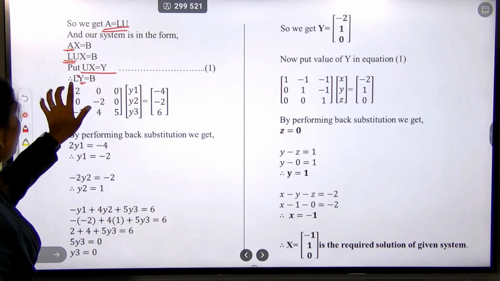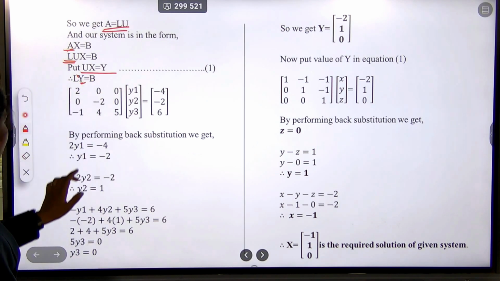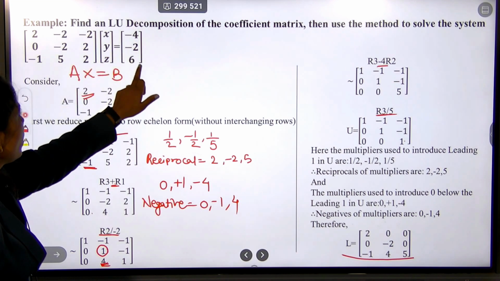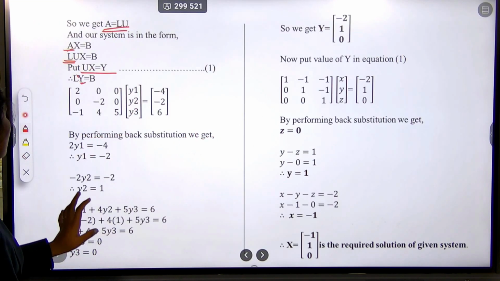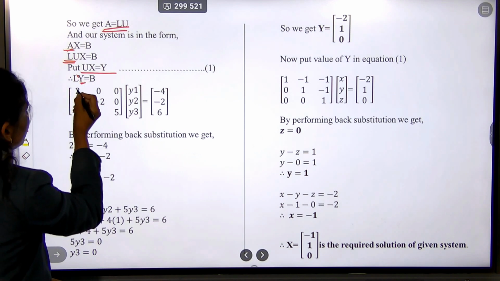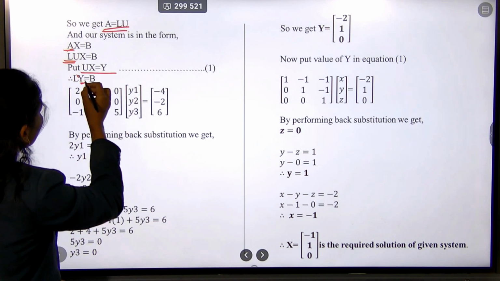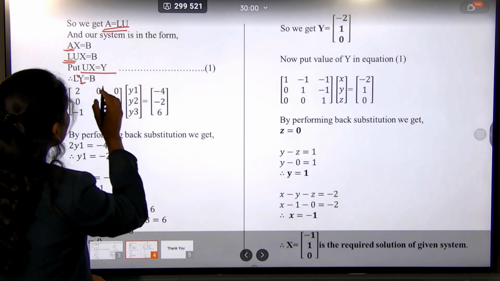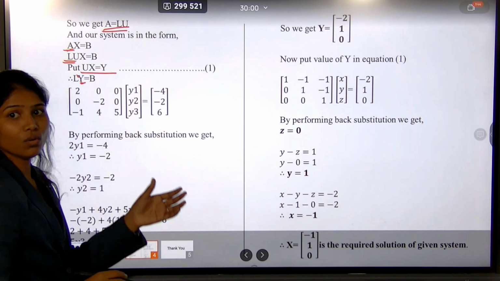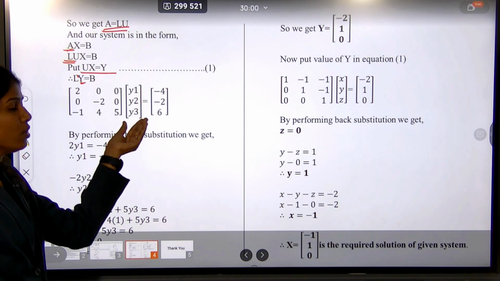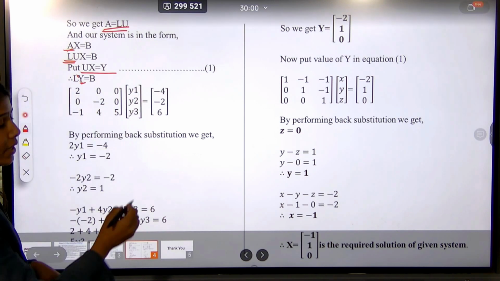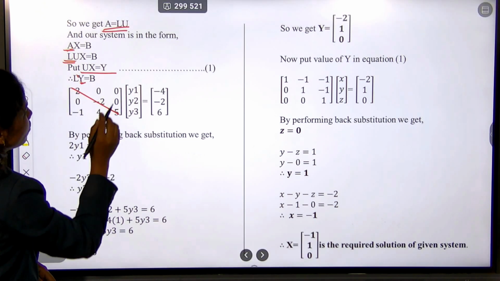So we have L, and we also have the constant matrix B. It is given in the example as -4, -2 and 6. So put here the value of L, then y is y1, y2 and y3, and it equals the value of b. Now solve this for the values of y. Okay. So it is in triangular form. Look at here, it is in triangular form.